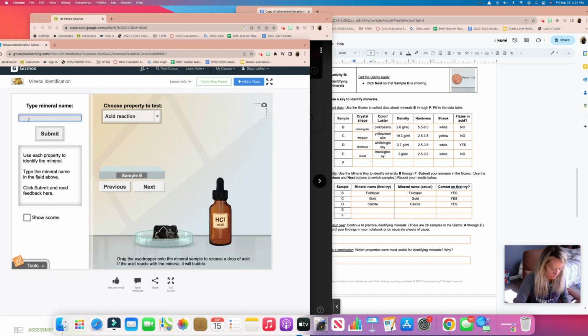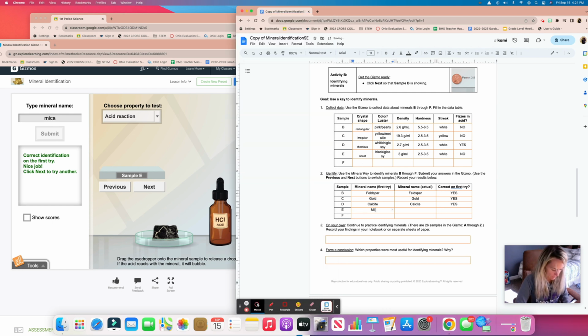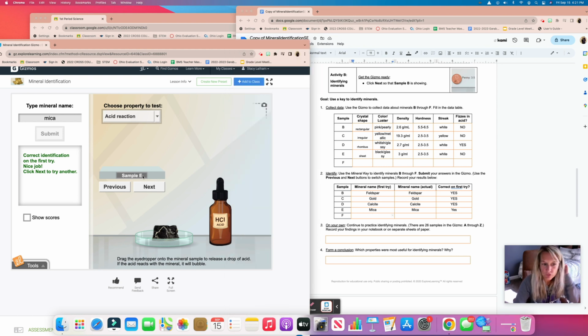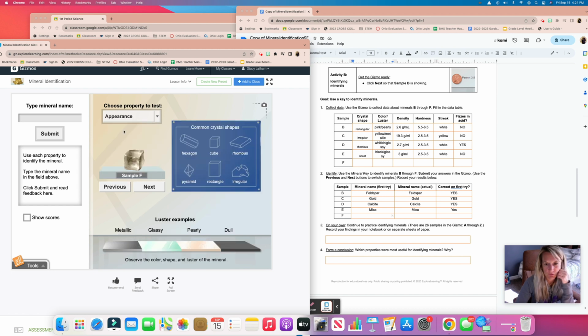Let's type it in the gizmo and see if we're right. All right, you got it. So E is mica. All right, we first thought it, we tried it, and we were correct. All right, letter F. So let's go to F. Let's start with appearance.